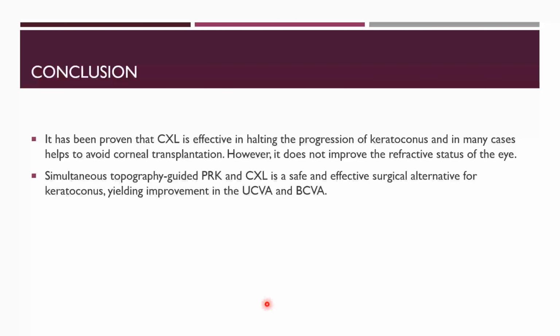So we can conclude by saying that it's a very safe and effective surgical alternative for keratoconus, which yields improvement in uncorrected and best corrected visual acuity.